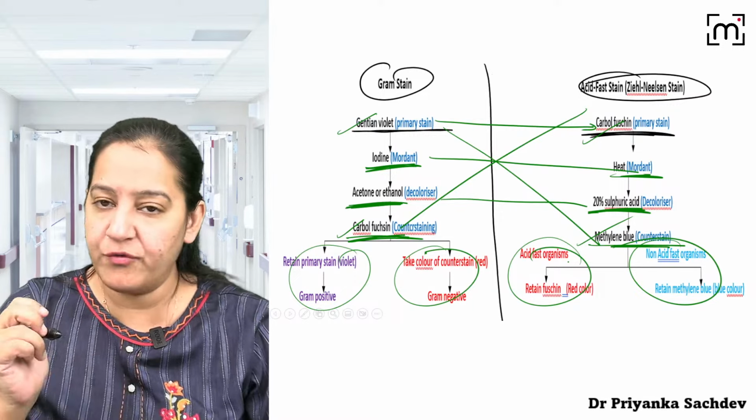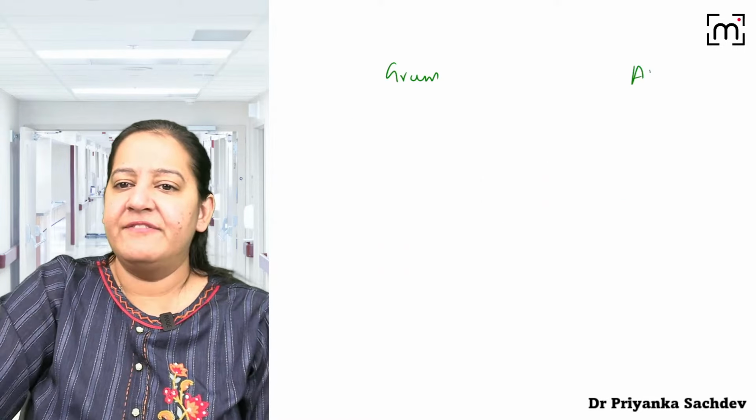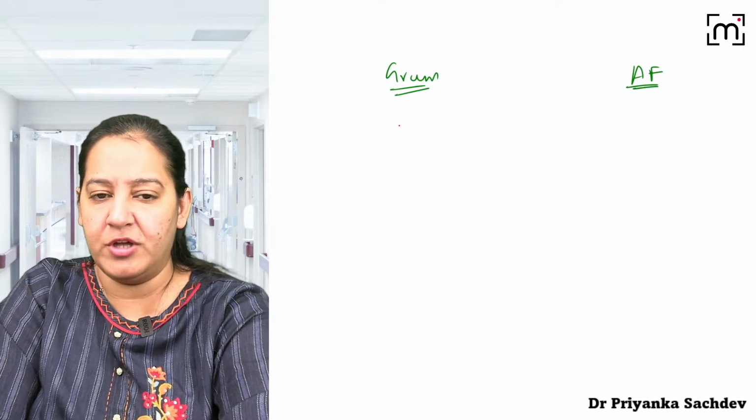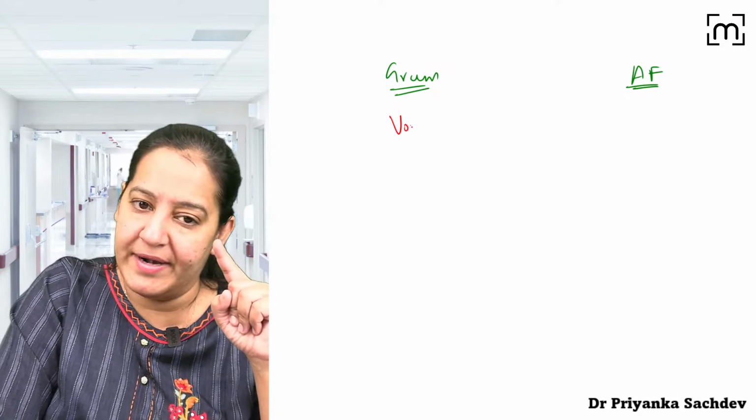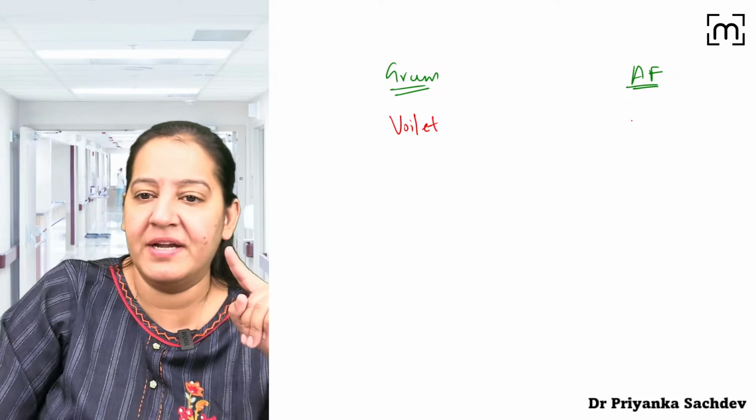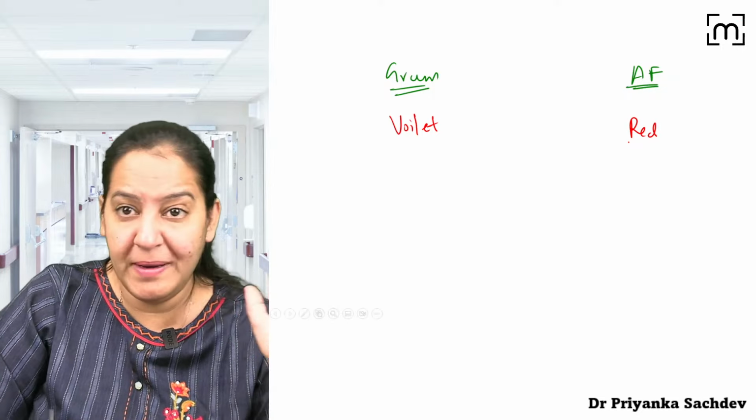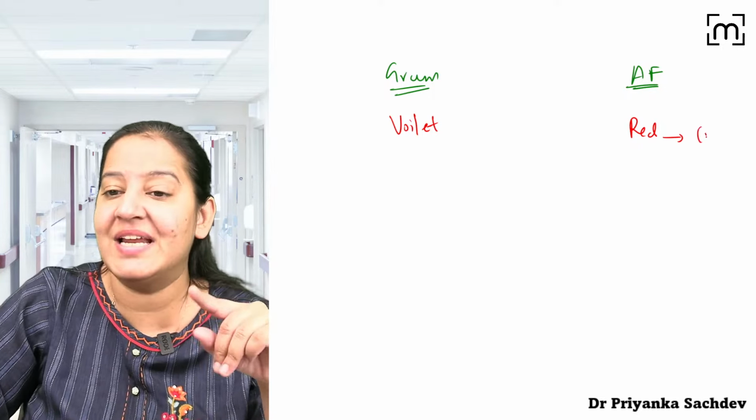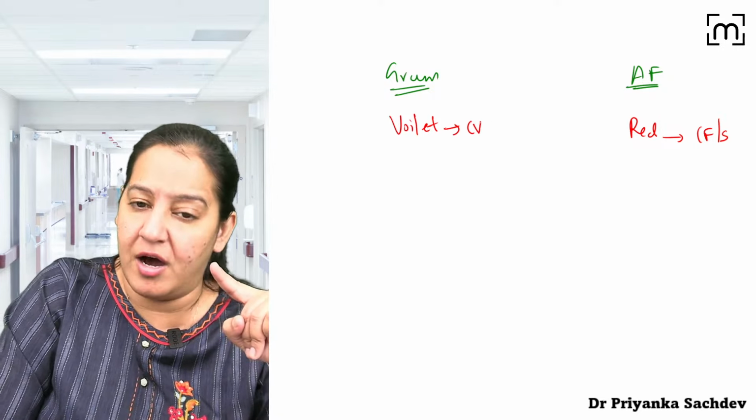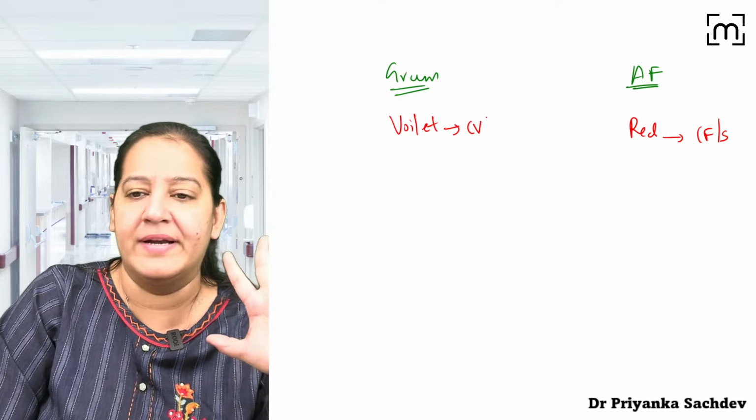Do you know the four steps of Gram stain and acid-fast stain? Can you tell me the primary stain in both of them? In Gram stain, it's a violet stain, any violet stain, crystal violet. But here it can be a red stain. You may know the names of the stains: red stain is carbol fuchsin, safranin. Here the violet stain is crystal violet. So any violet stain is there.